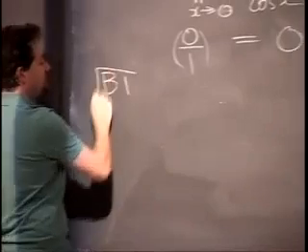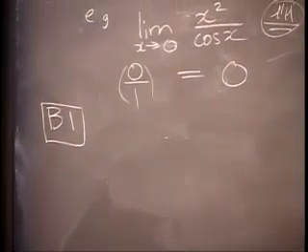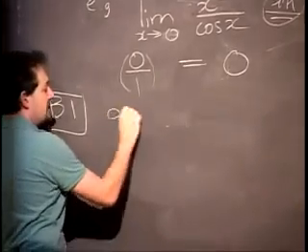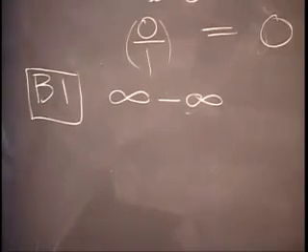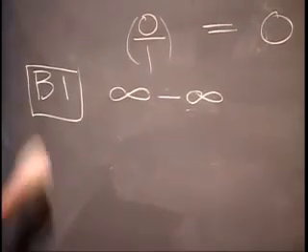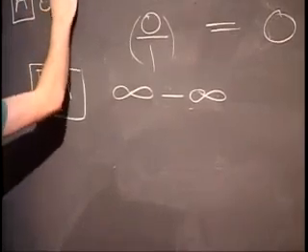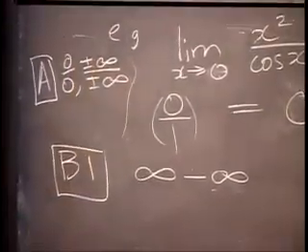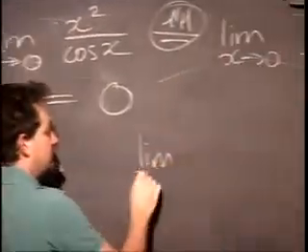Right, so let's look at some other types. Here's a type I'm going to call B1. There's B1 and B2. And that is because they're both reduced to A, hopefully. B1 I'm going to consider as infinity minus infinity. Sometimes you plug in and you get infinity minus infinity. So A, I didn't actually write this down, but A was 0 over 0, or plus or minus infinity over plus or minus infinity, and we used standard L'Hopital's rule. B is sometimes you get infinity minus infinity. Now here's an example of such a thing.